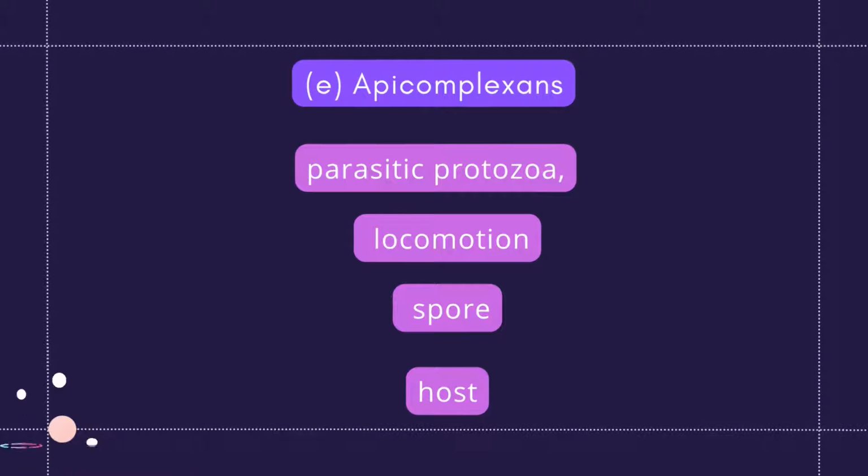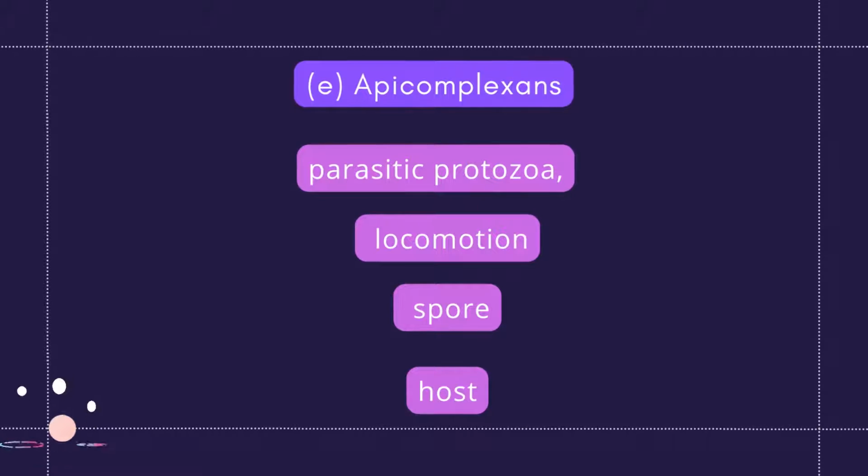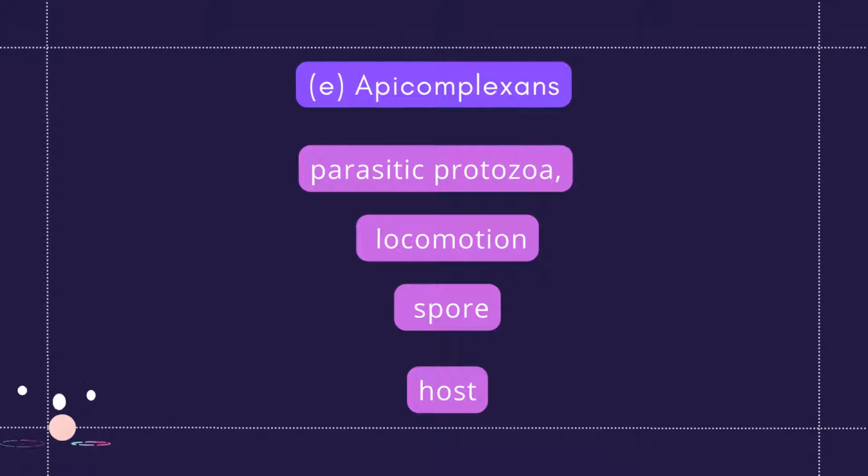Many epicomplexans spend part of their life in one host and part in a different host species. They are parasites, so they need a host. But the host can be more than one in number. They can spend one life, meaning reproductive life, in one host and growth life in another host.